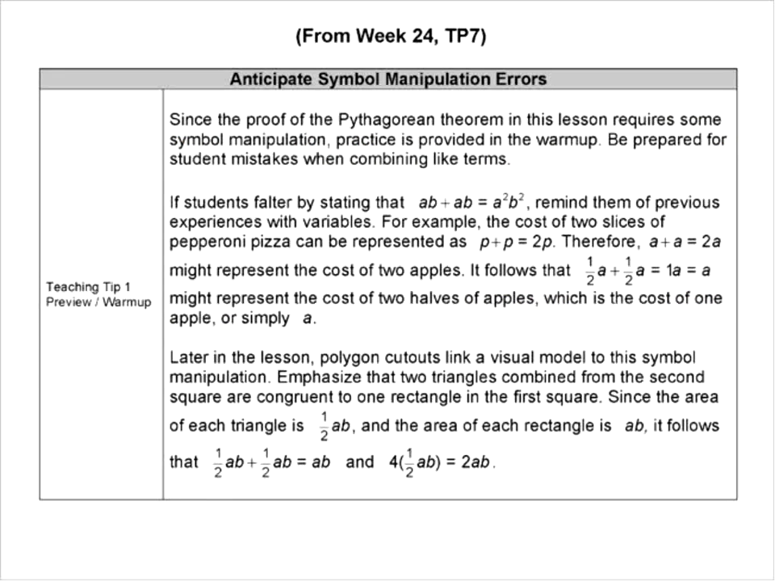There's also, in the teacher pages, an error alert on combining like terms. When you do that geometric proof, there was a lot of combining like terms, like 1/2 ab plus 1/2 ab and so on. This page alerts you that students often make errors when combining like terms, especially when it involves fractional terms. The student warm-up for this lesson, which I didn't go over in this session, includes some practice on combining like terms. Okay?